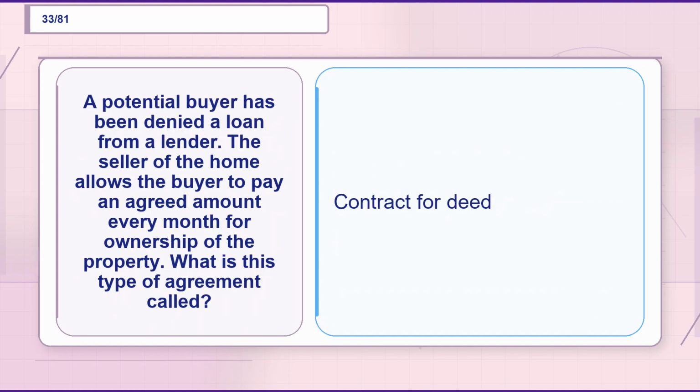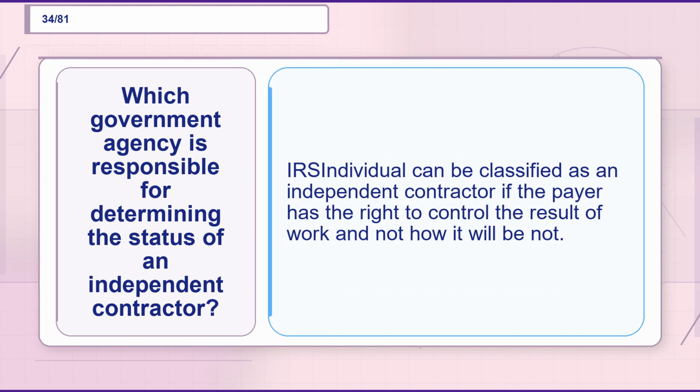Flashcard 33. Term: A potential buyer has been denied a loan from a lender. The seller of the home allows the buyer to pay an agreed amount every month for ownership of the property. What is this type of agreement called? Definition: contract for deed. Flashcard 34.